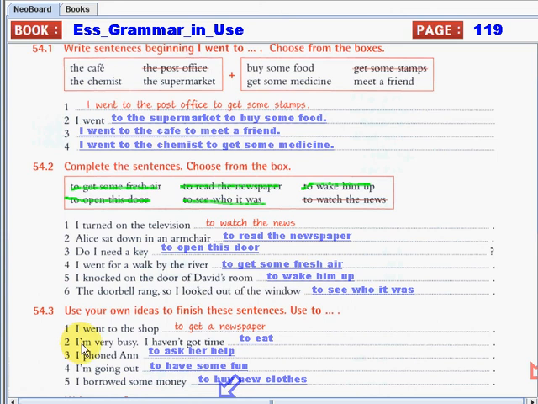Number 2, I'm very busy. I haven't got time to eat. Okay, so this is my idea. Okay, so you can make your own idea and practice to answer this. Number 3, I phoned Anne to ask her help. 4, I'm going out to have some fun. And 5, I borrowed some money to buy new clothes. So those are my ideas, okay?